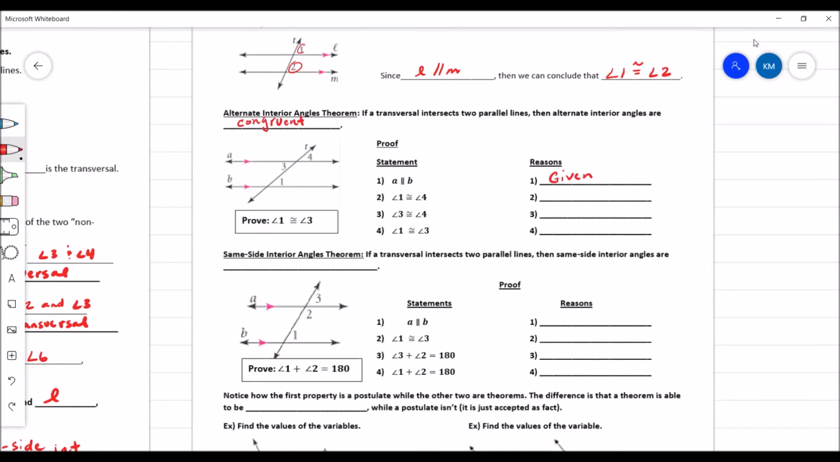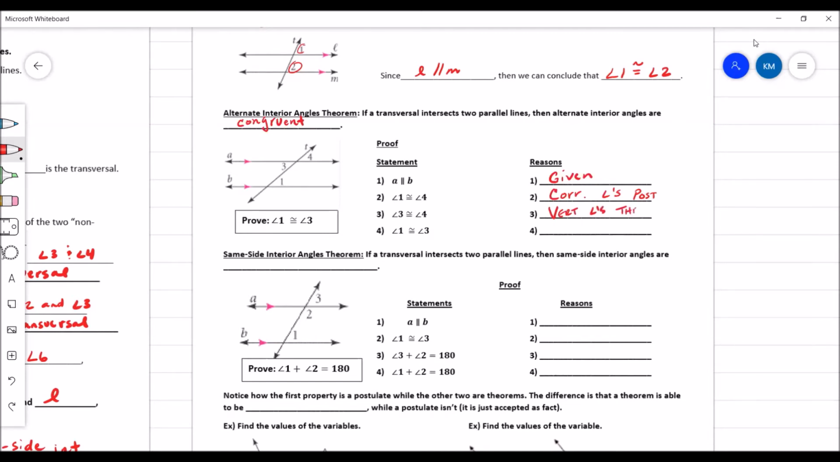From there, they say, okay, angle 1 is congruent to angle 4. Why do we know that? Well, if we look at them, these are corresponding angles. And we already know that corresponding angles postulate tells us that corresponding angles are congruent if the transversal intersects parallel lines. Then it says angle 3 is congruent to angle 4. How do we know that? That's the vertical angles postulate.